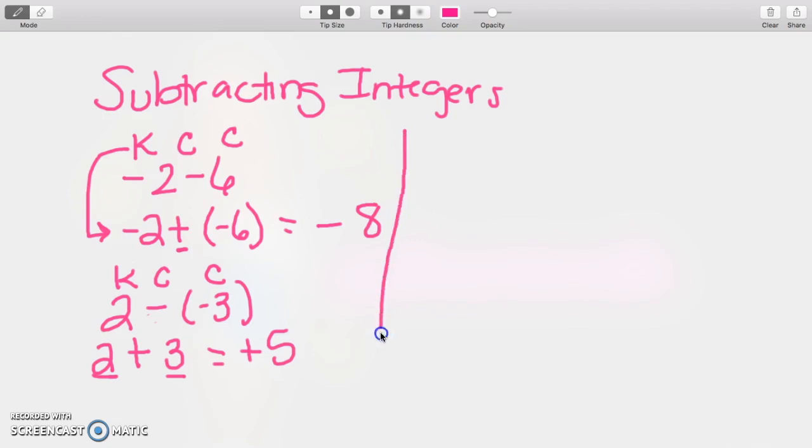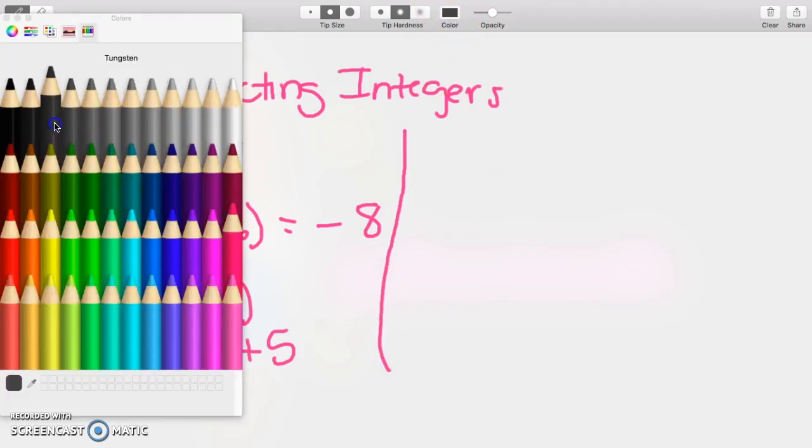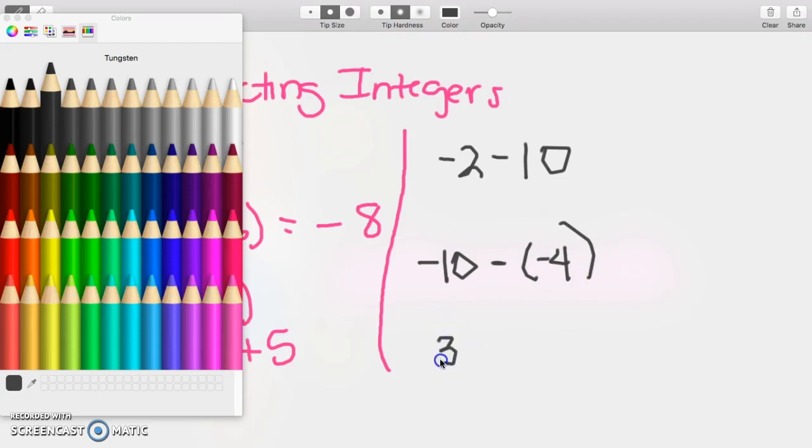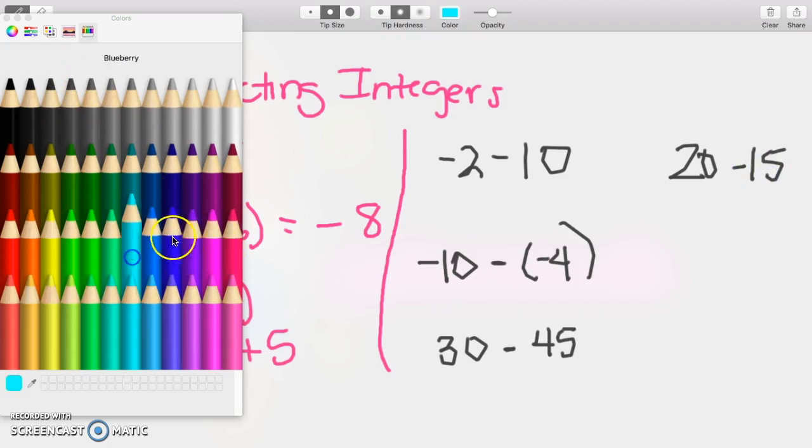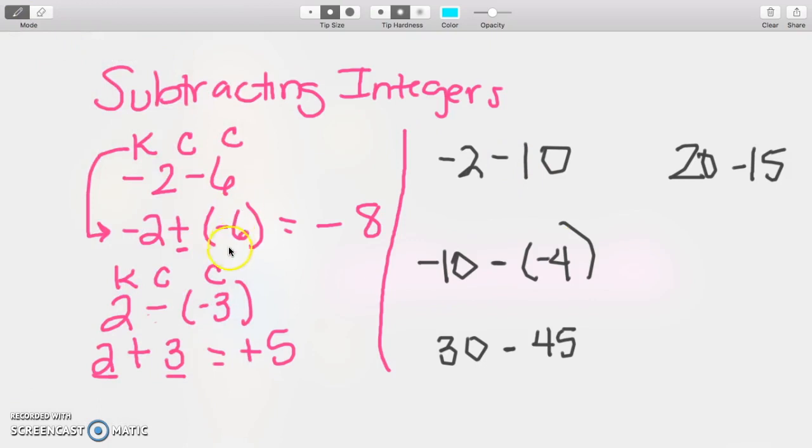So I'm going to put a few problems over here for you to work on. So let's look at negative 2 minus 10. Okay. Negative 10 minus a negative 4. And then let's just do something like 30 minus 45. Sorry, that looks a little different. And then we're going to do one more: 20 minus 15. So take a second to look at those 4 problems and work them out on your own. And I'll give you a chance to write them down and work it out. Or you can just pause the video and resume back to check your answers.